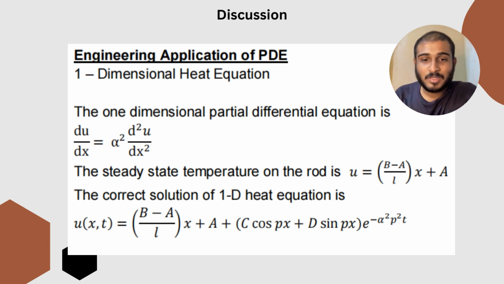So today I'm going to explain about engineering applications of partial differential equations. Today is going to be about the one-dimensional heat equation. The one-dimensional partial differential equation is du/dt equals alpha squared d2u over dx squared. The steady temperature on the rod is u equals (b minus a) over length times x plus a. The general solution of the 1D heat equation is stated below. I am going to explain further based on the example on the next slide.